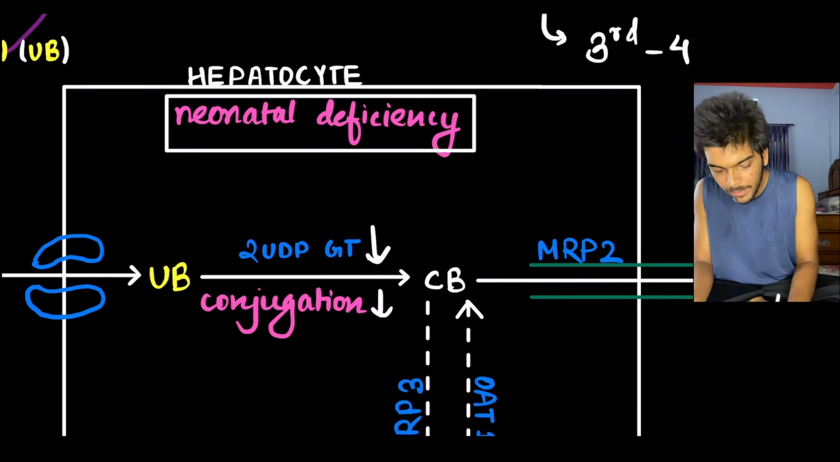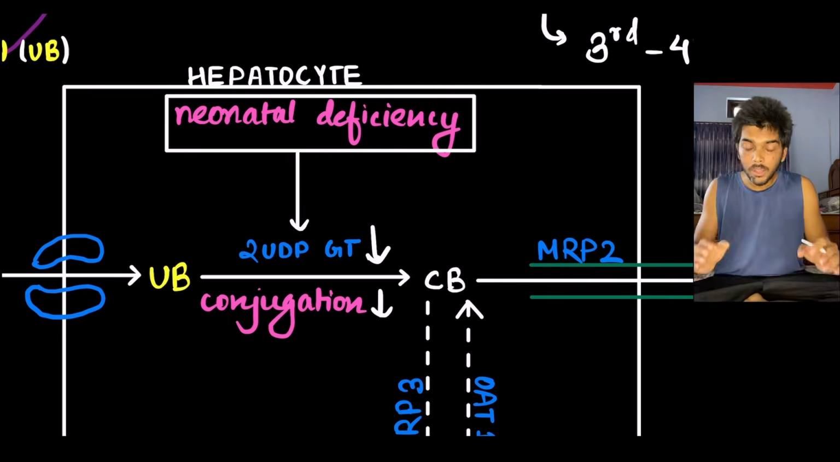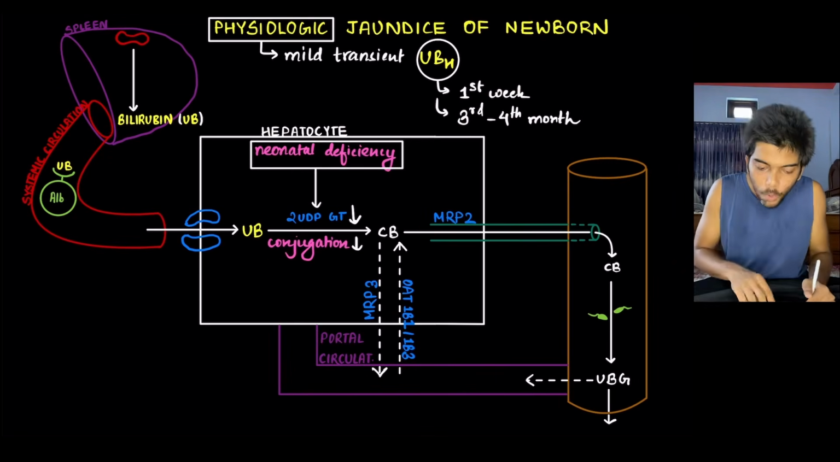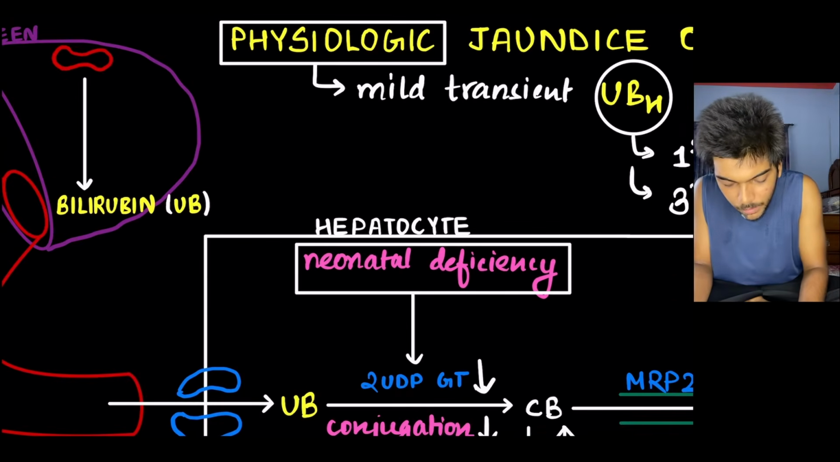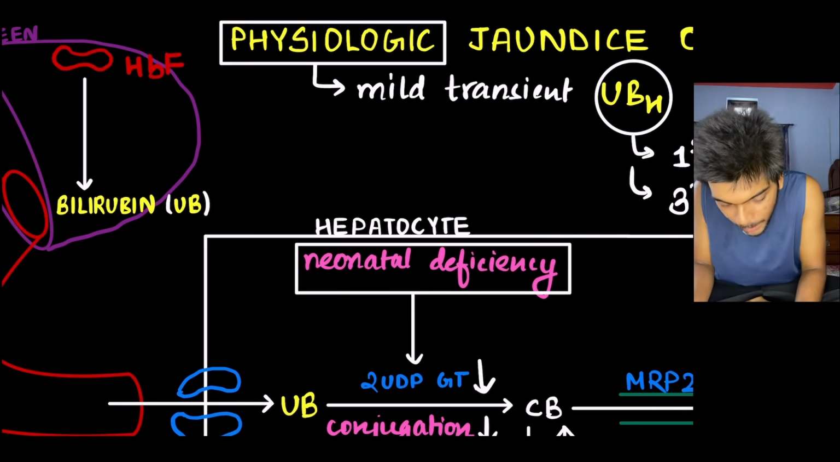Simple. Okay. Second reason, see, in a newborn, the hemoglobin that is present is fetal hemoglobin. Which hemoglobin? Fetal hemoglobin. This fetal hemoglobin is to be replaced by adult hemoglobin.